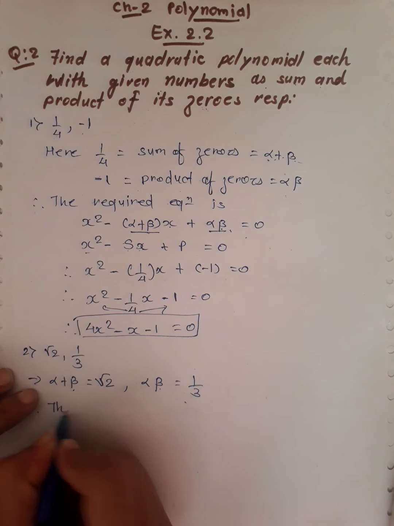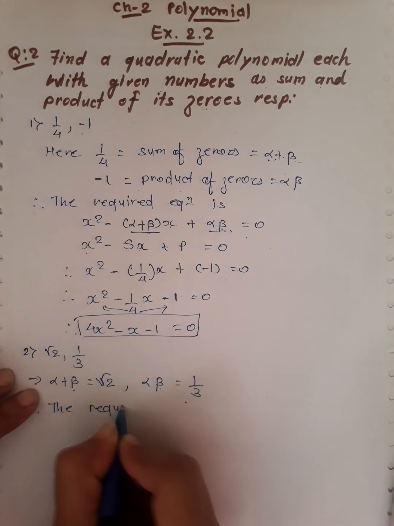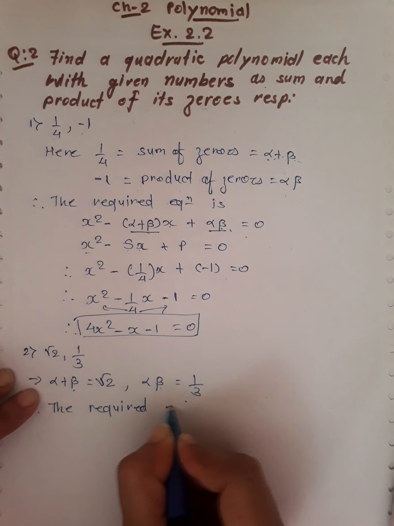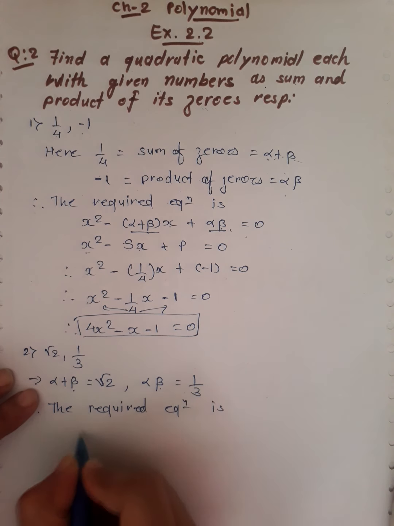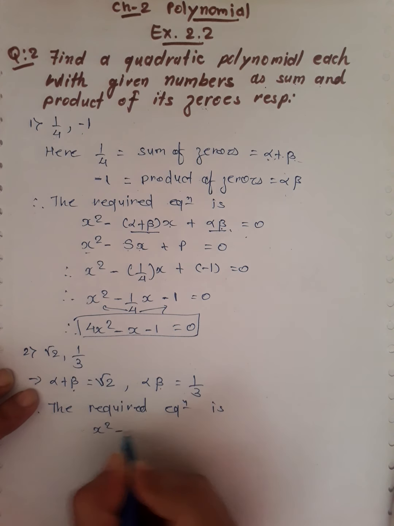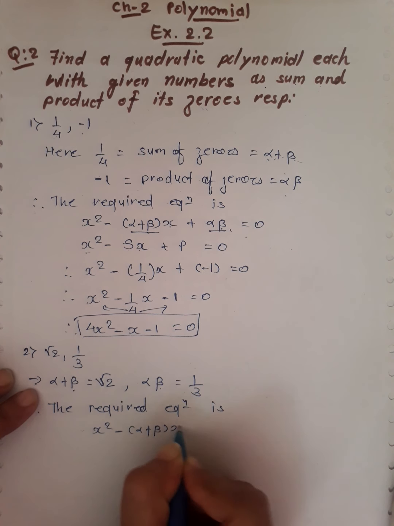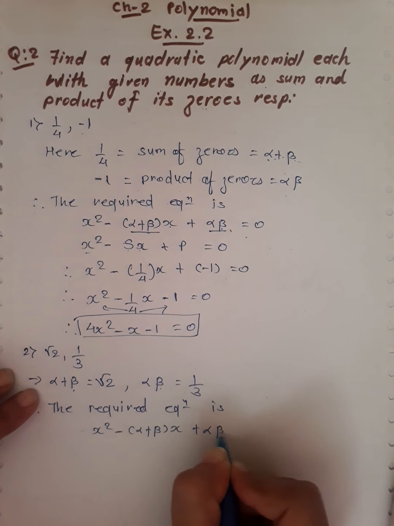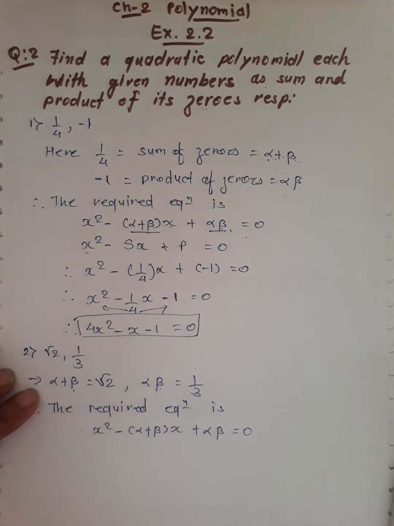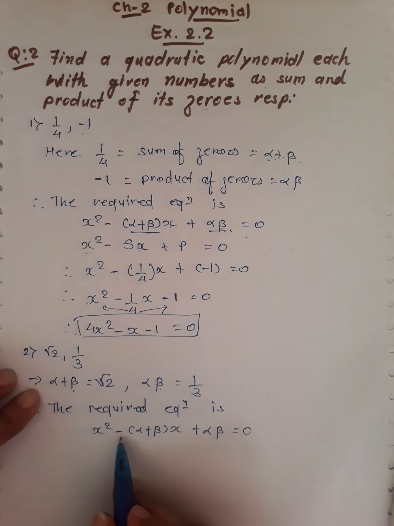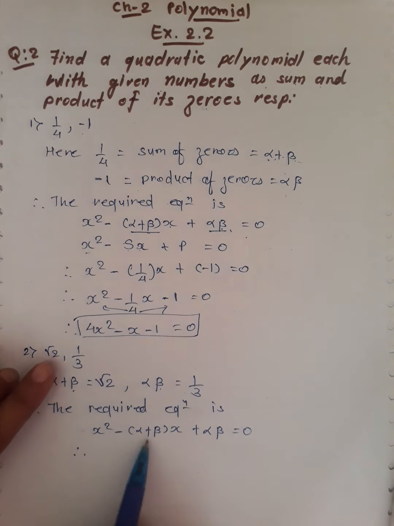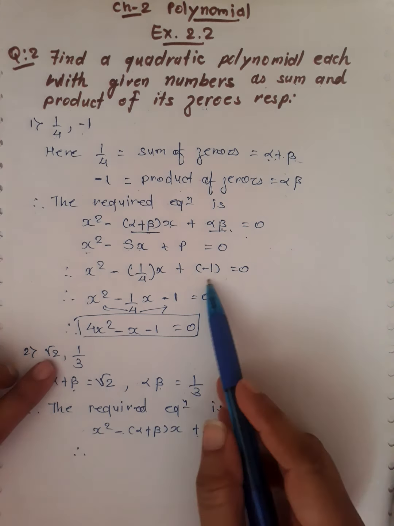So therefore the required equation is x square minus (alpha plus beta) into x plus alpha into beta is equal to 0. Don't miss the sign. First is a minus and then it's a plus sign. Don't mess up the sign, because if the sum is negative then minus minus becomes plus, and if the product is negative then plus or minus becomes minus, as we can see here.